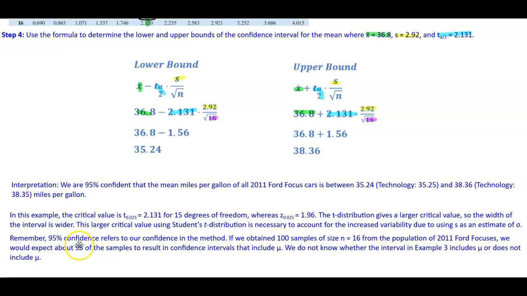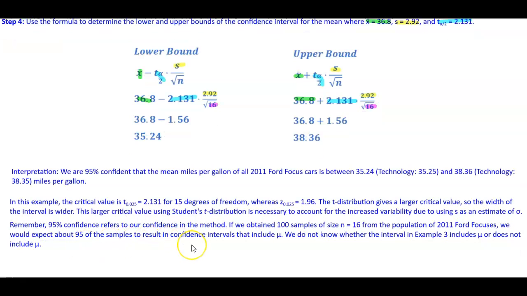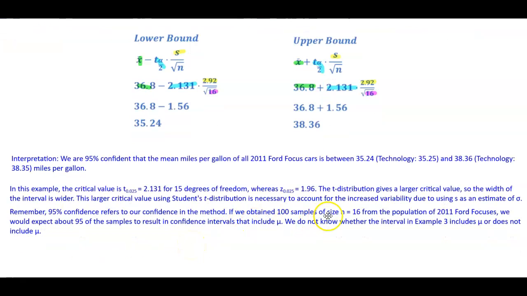Remember that 95% confidence refers to our confidence in the method. If we obtain 100 samples of size n equals 16 from a population of 2011 Ford Focuses, we would expect about 95 of the samples to result in confidence intervals that include the population mean. We do not know whether the interval in example 3 includes the population mean or does not include the population mean.